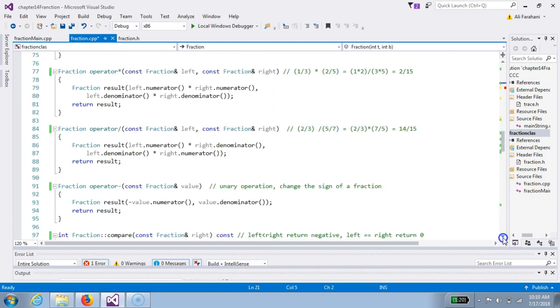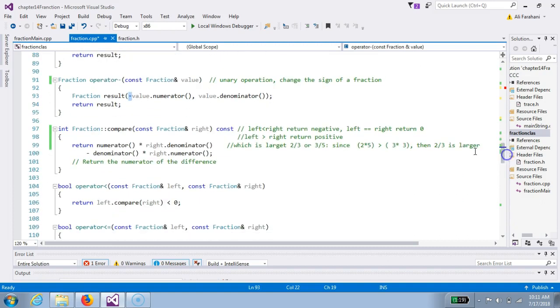So the other operation, I have the negation here, and this is a unary operation. A unary operation basically changes the sign of the fraction. So if you have a fraction as a parameter, this is a value, and you want to change the sign of it, all you need to do is create a new fraction and change the sign of the numerator. Notice I throw in that negative in there. Denominator will still be the same, value denominator. So you've created a new fraction and you're going to return it.